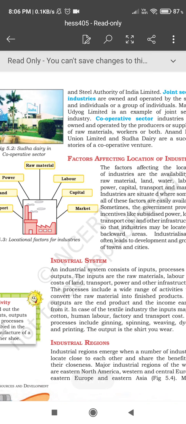Next topic is industrial system. Industrial system means input, process and output. Input means the things which are required or needed to start the process. Process is the mechanism to produce things. Then output is produced. So that input, process and output combinedly called industrial system.